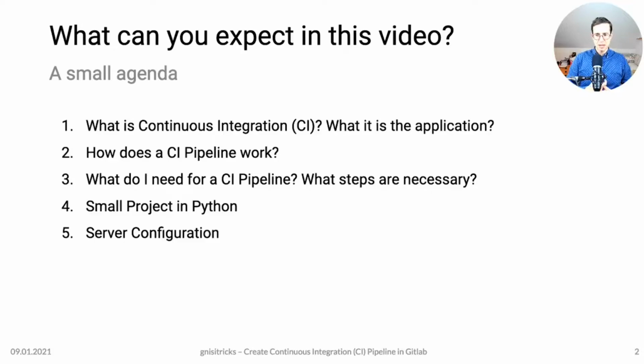In the third step, I will explain to you what I need for a CI pipeline and guide you through the different steps that are necessary to set that up in your project. In the fourth and fifth step, I will explain how you can apply this to a small project in Python. And probably the most complex aspect of this video is coming at the end with the server configuration.